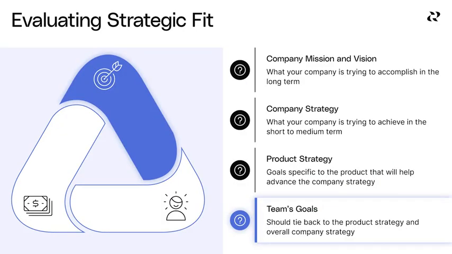Finally, the team's goals should tie back to the product strategy and overall company strategy. Your project should directly support one or more of your team's goals, and you should be able to understand the degree of impact your project will have on those specific goals.